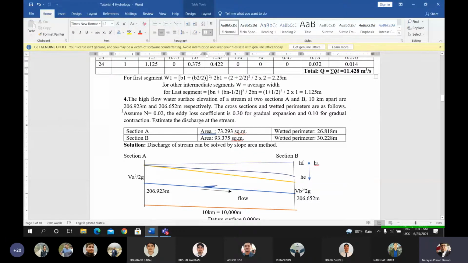The RL of the water surface elevation of section A and section B are 206.923 meters and 206.652 meters respectively. The cross section and wetted perimeter are given in tabular format. For section A, the cross section area is 73.293 square meters. For section B, the cross section area is 93.375 square meters, whereas the wetted perimeter for A is 26.818 meters and for B is 30.228 meters. This is given in the question.